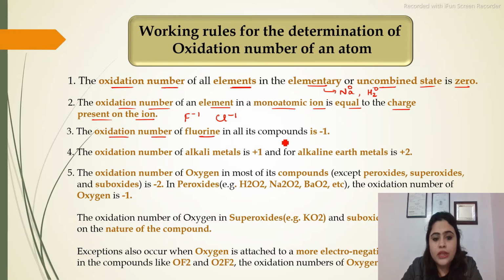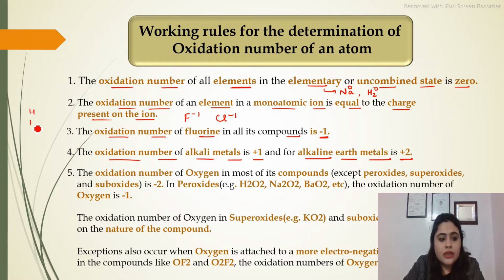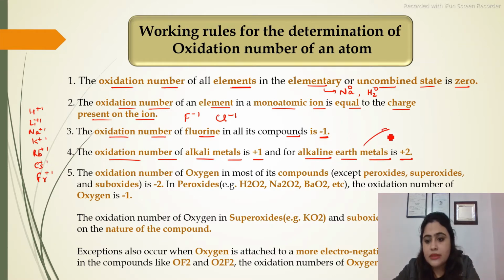Oxidation number of fluorine in all its compounds is -1. Oxidation number of alkali metals is +1, and for alkaline earth metals is +2. Okay, so this is the alkali metal group. All these alkali metals will have the +1 oxidation state. And in the next group, the alkaline earth metals, all of these will have an oxidation state of +2.